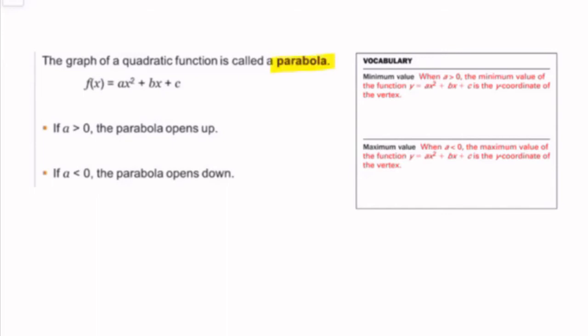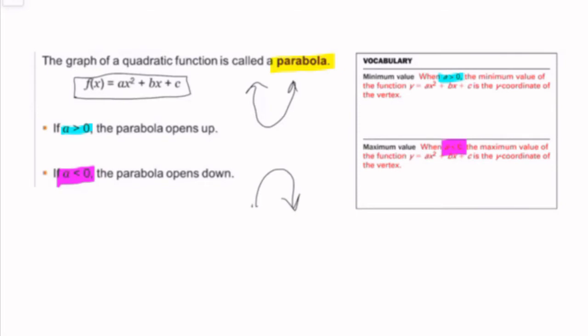As you already learned, the graph of a quadratic function is called a parabola. In the equation ax squared plus bx plus c, if a is greater than 0, that tells you that the parabola will open upwards. Also, if you look to the right, when a is greater than 0, you'll know that you'll have a minimum value. Your vertex will be a minimum. If a is less than 0, then you know your parabola will open downwards without even using a graphing calculator. When a is less than 0, you will have a maximum value. Your vertex will be a maximum.